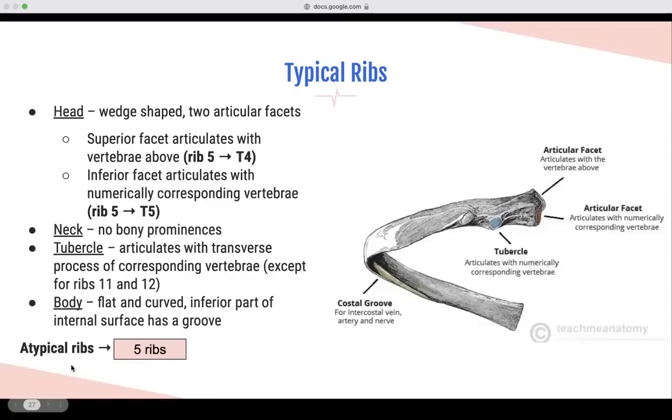So what are the atypical ribs? Does anyone know the atypical ribs? So we have the first rib, the second rib, and 10 to 12. So 10, 11, 12. Okay.